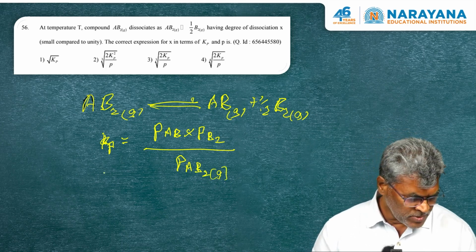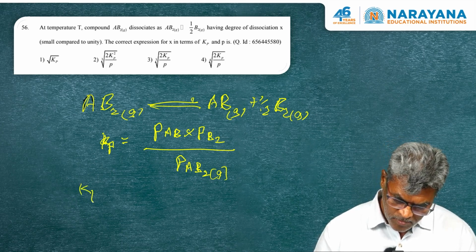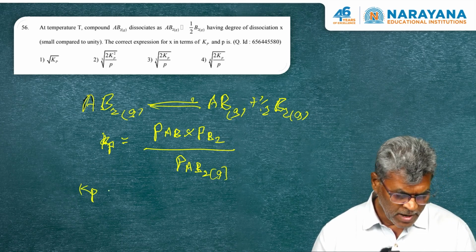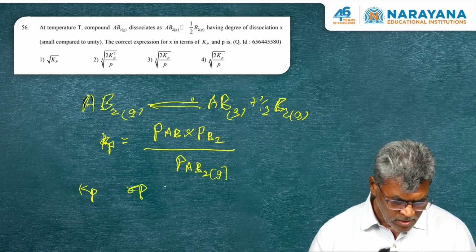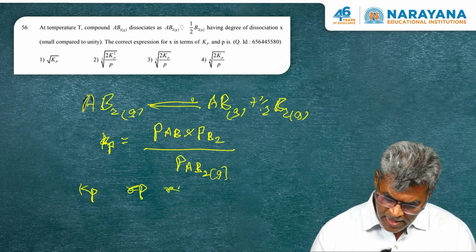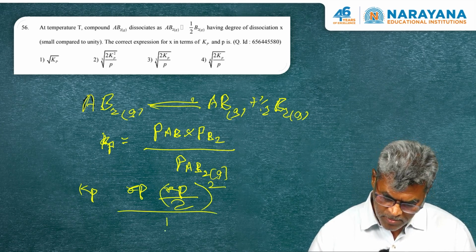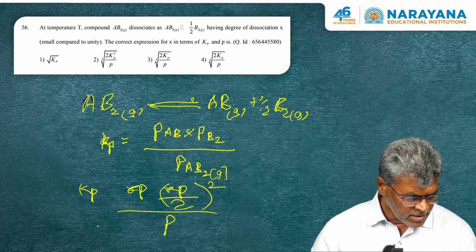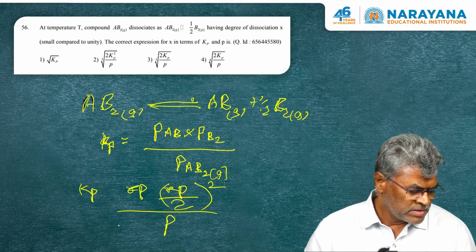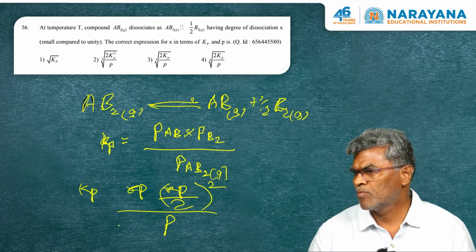If you write the partial pressures, what you are going to get is Kp equal to xP into (xP by 2) whole square, by P. So overall if you calculate, you are going to get the second option. That is why the key will be the second option.